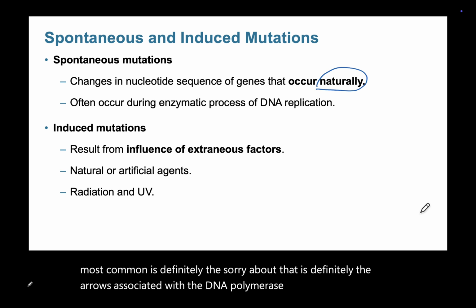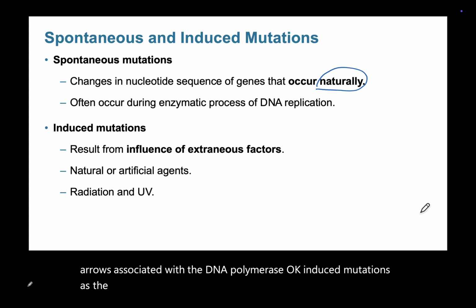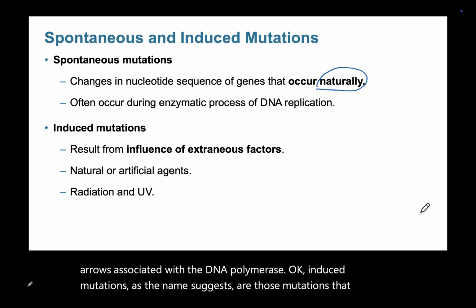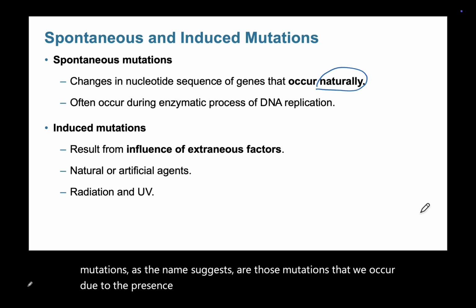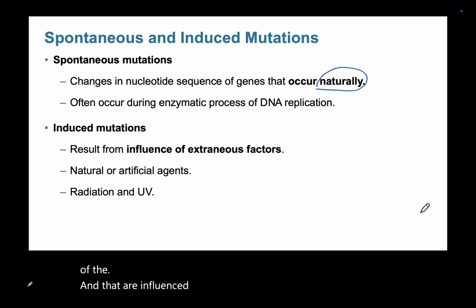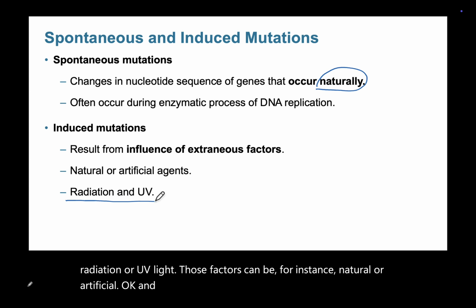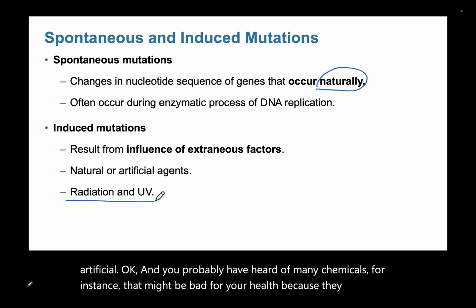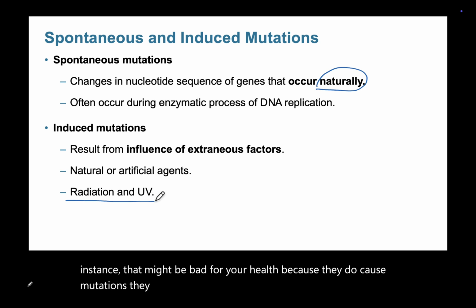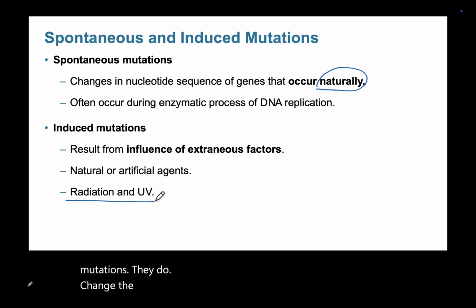Okay? Induced mutations, as the name suggests, are those mutations that will occur due to the presence of exogenous factors that are outside of the body, that are influenced by things in the environment, such as radiation or UV light. Those factors can be, for instance, natural or artificial, okay? And you probably have heard of many chemicals, for instance, that might be bad for your health because they do cause mutations. They do change the nucleotide sequence of your genes.